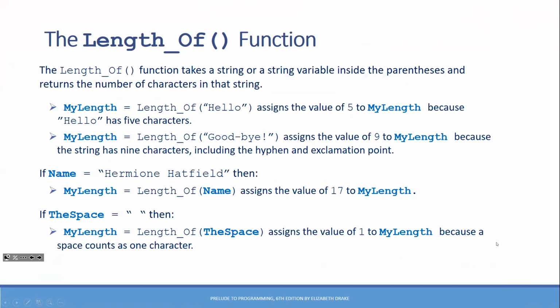Now in this presentation, there's a few random things that I'm just going to throw at you that are important. The length of function is an important thing. The length of function expects you to pass it some input. So in this example, we're going to use the length of function to figure out how long the word hello is. After we've run this line of code, the myLength variable will have the value of 5 because there's 5 characters in that word hello. The next one, the length of goodbye, would assign the value of 9.